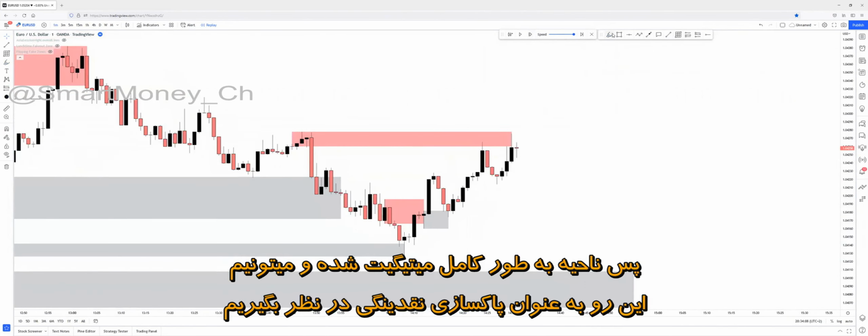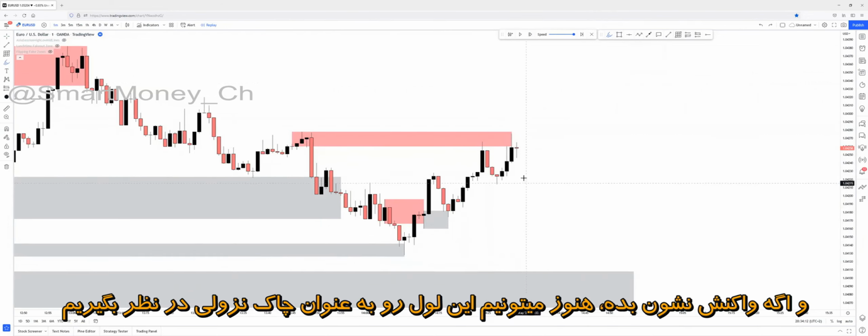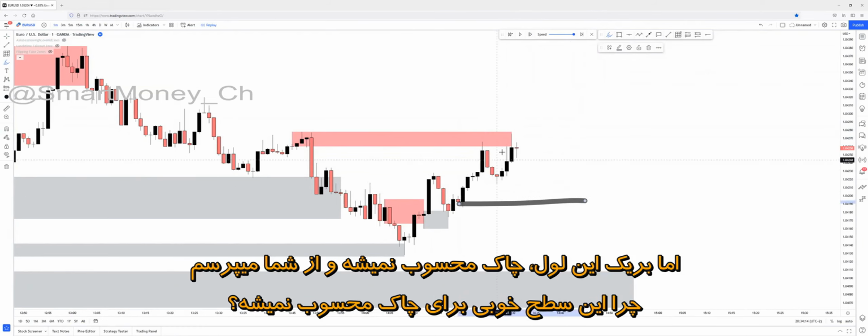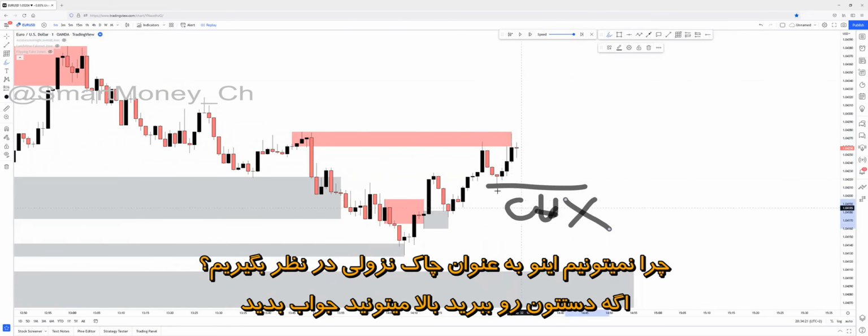The full body mitigation has happened. So we can consider this a liquidity sweep. And if it gives a reaction, then this will still be the character changing level for us. So this isn't the character changing level. And I'm asking you, why isn't this a character changing level? Why can't we consider this a character changing level? If you raise your hand, you can answer this question.